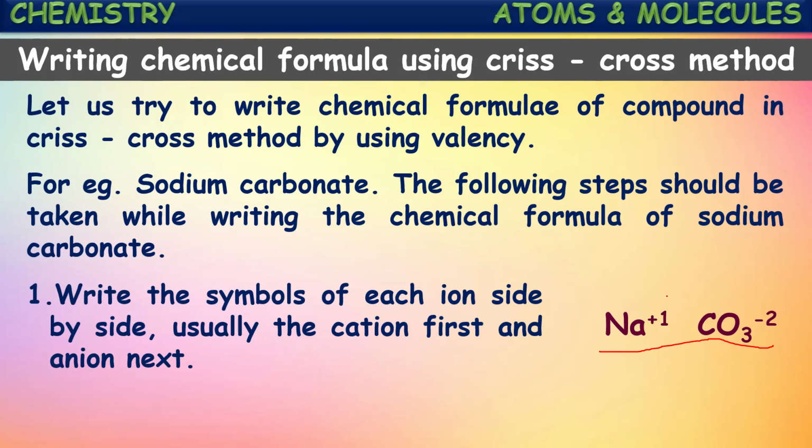Positive charged cations are written on the left hand side, and negative charged anions on the right hand side. That means first we write the cations, and after that the anion. So this is the first step.